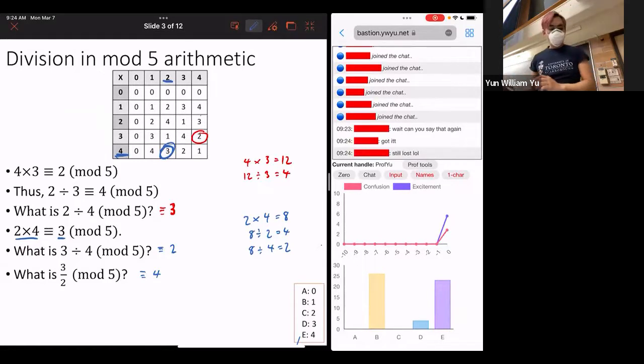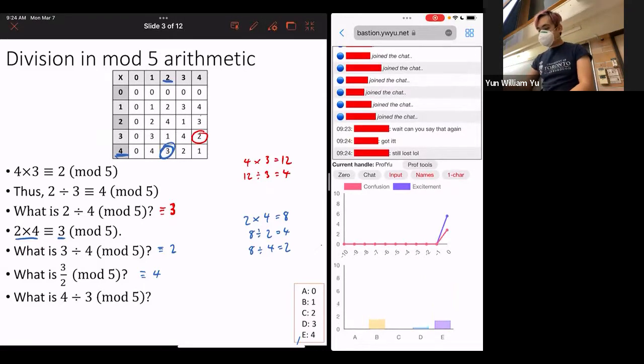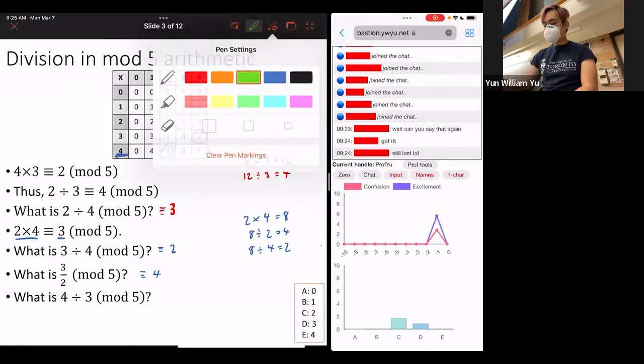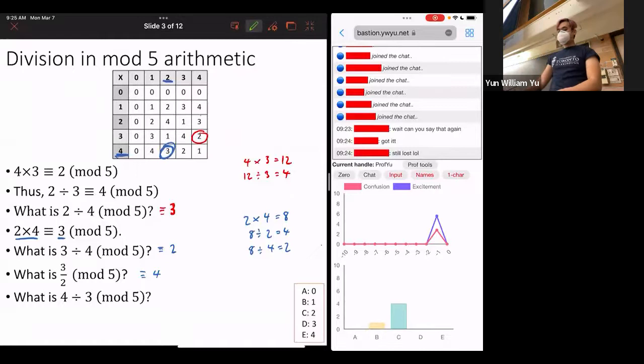So let me throw you all a curveball. What is 4 divided by 3 mod 5? Note that I didn't tell you in advance this time what times what is equal to 4.